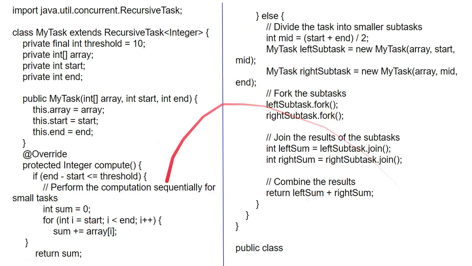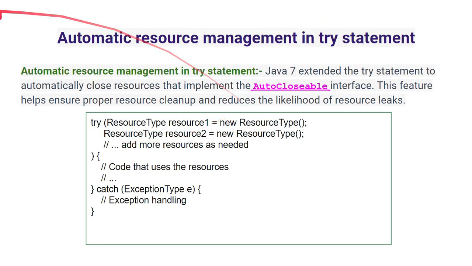Okay, and this is automatic resource management in the try statement. We have already discussed resource try 1, try 2, we can separate them with semicolons and write multiple objects inside the try parentheses. That is called automatic resource management in the try statement. Okay guys, understood? Okay, this is the syntax, you can see.